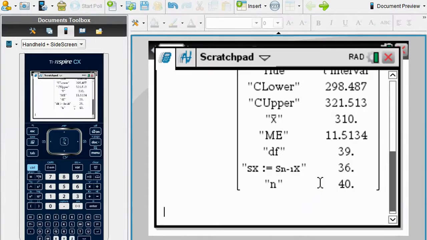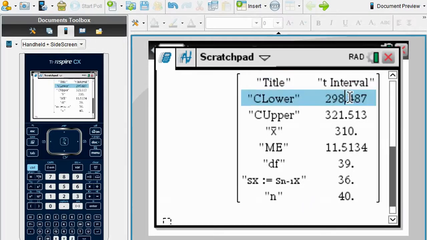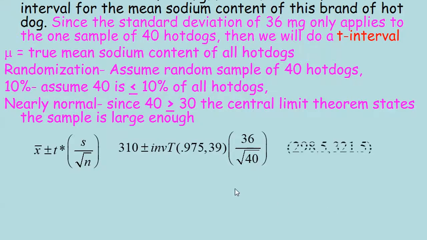Press OK, and it's going to give you the lower bound and the upper bound of your T interval. You just copy that, 298.49. You can round to whatever the directions say, and 321.51. So that's the sodium level in these hot dogs. So write it down. I rounded to one decimal, so 298.5 to 321.5.